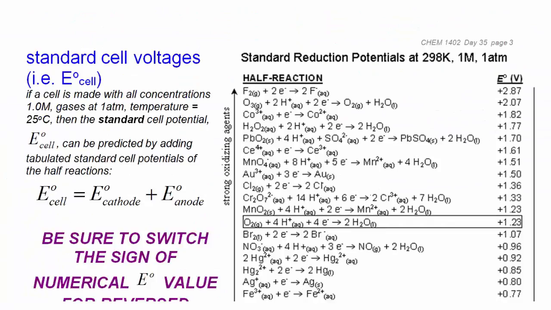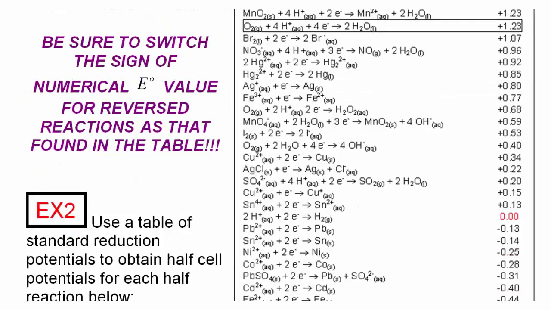Standard cell voltages, i.e. E0 cell. So the 0 means standard. So there's some real power here. Let's take a look at something. Look at the one that says 0. They call this the standard hydrogen electrode.